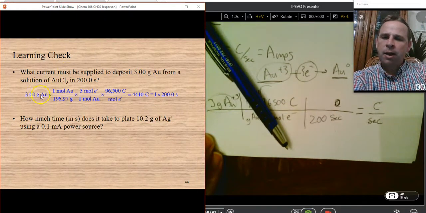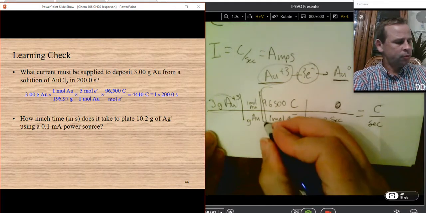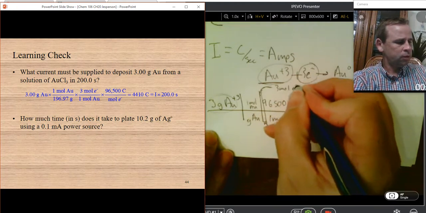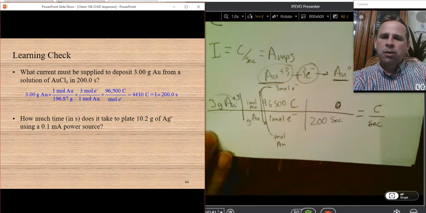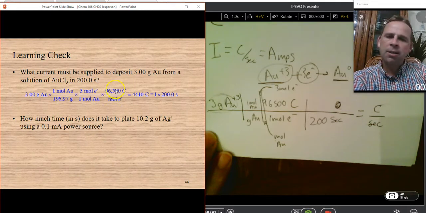So we identify how many moles of gold I need, and then I can see that for every mole of gold, I need 3 moles of electrons. All right, that's the one I was going to fit in here, but I just can't fit it there. For every mole of gold, I need 3 moles of electrons. So I took the grams of gold, found how many moles of gold that is, and that tells me how many moles of electrons. For every mole of electrons, I need 96,500 coulombs, and that tells me how many coulombs I need.